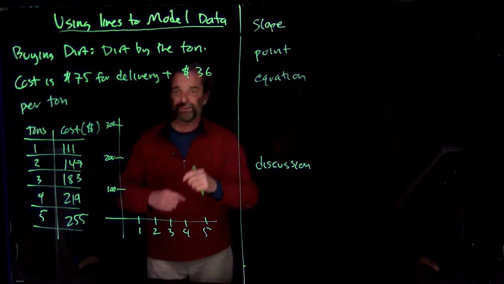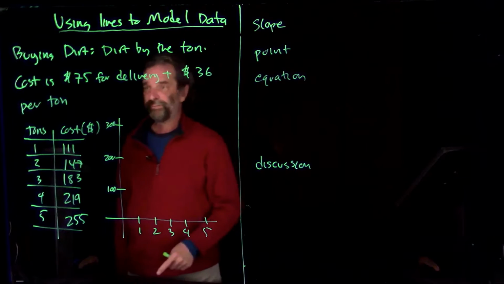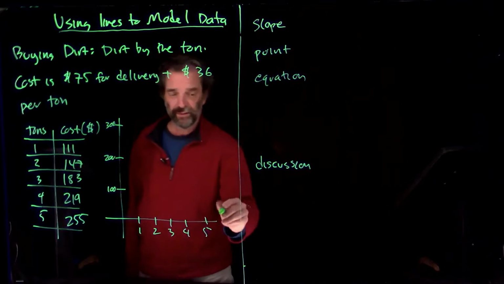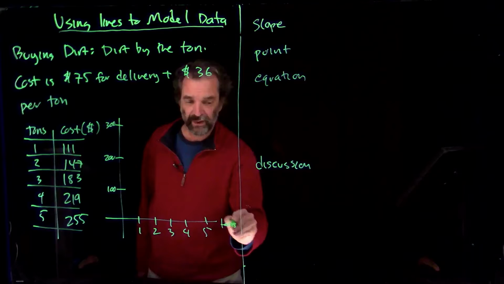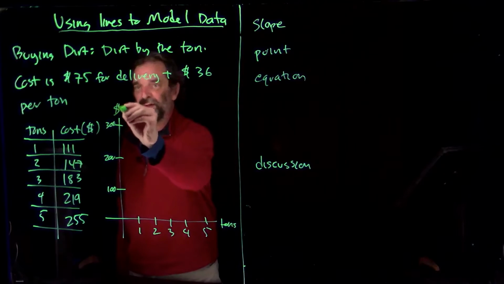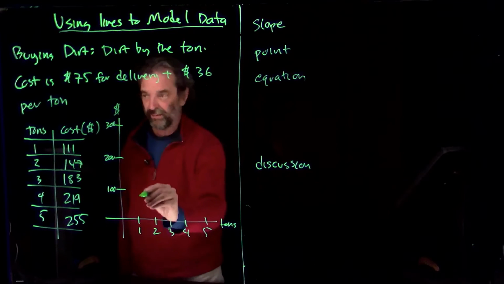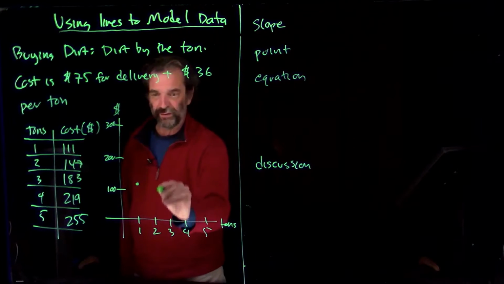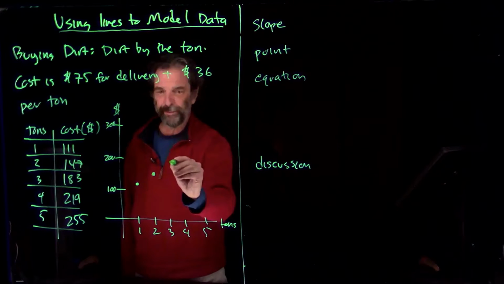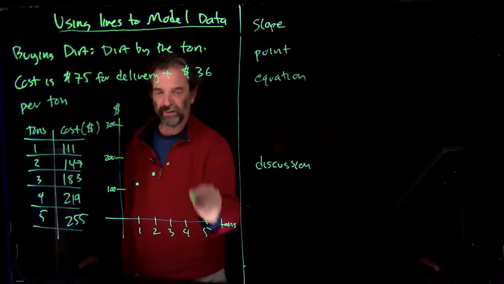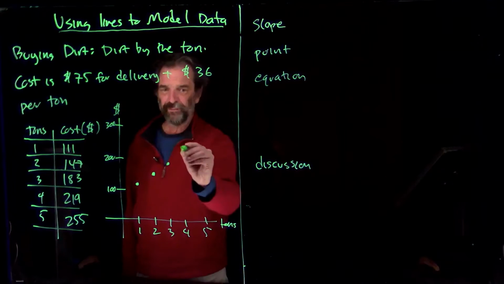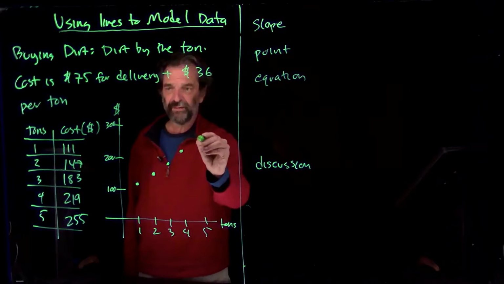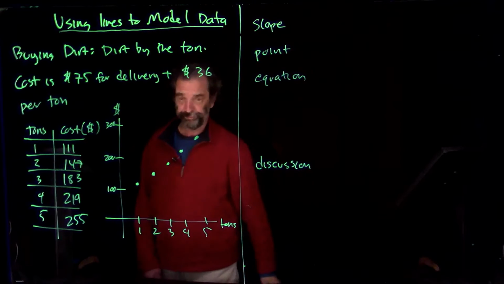And over here I have a place for the graph. We're going to graph the data. And we're going to use tons on the horizontal axis and dollars on the vertical axis like that. So we go 1, 111, be about here. 2, 147. There. 3, 183. Okay. 4, 219. 5, 255. Maybe like that.